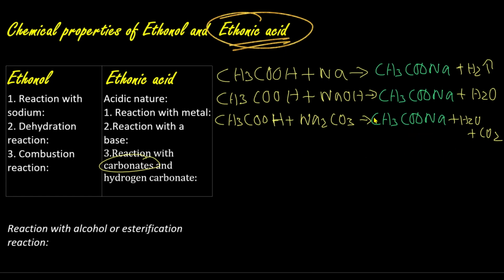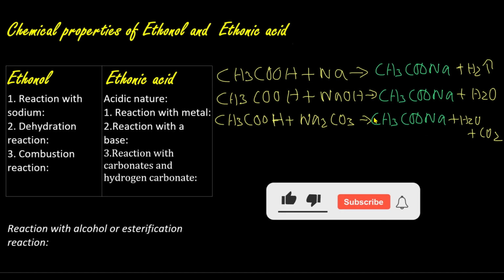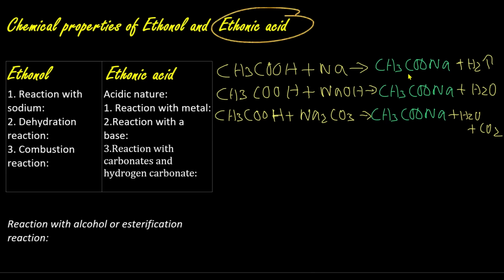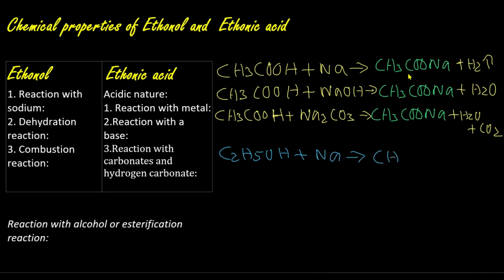Now here we talked about the properties of ethanoic acid based on it being an acid. Now let's do a few properties of ethanol. We are going to do ethanol. First is its reaction with sodium metal. So if I take ethanol here, ethanol is what? C2H5OH. When it reacts with sodium metal, we are going to get a compound called sodium ethoxide, right?